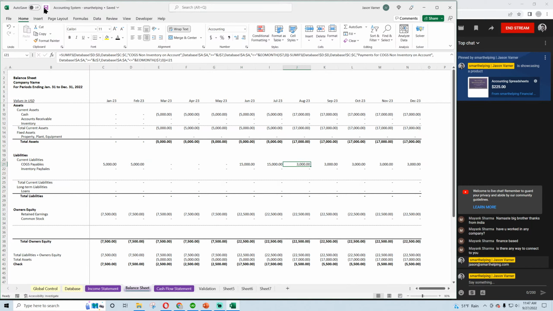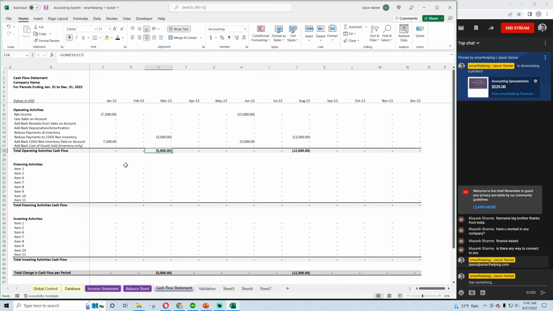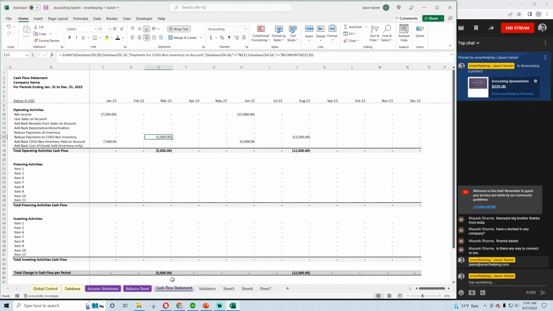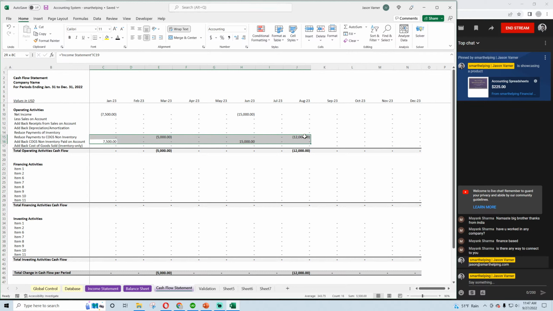Now we are off on our, let's look at the cash flow statement. So did we do both of these? Reduce payments to cost of goods sold, non-inventory. So this is the payments, 5 and 12. That makes sense. This one and this one, but we need to, and we're adding this back. What am I missing here?